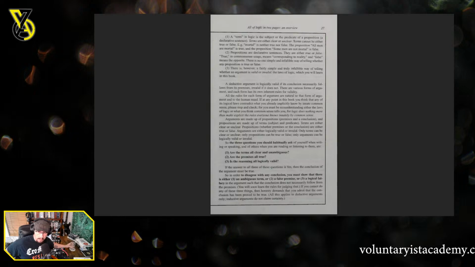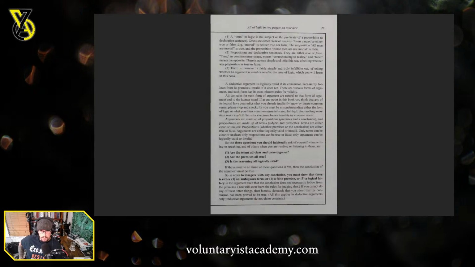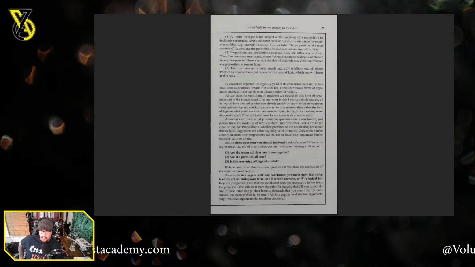There is, however, a fairly simple and truly infallible way of telling whether an argument is valid or invalid: the laws of logic, which you will learn in this book. A deductive argument is logically valid if its conclusion necessarily follows from its premises, and invalid if it does not. There are various forms of argument, and each form has its own inherent rules for validity. All the rules for each form of argument are natural to that form of argument and to the human mind.